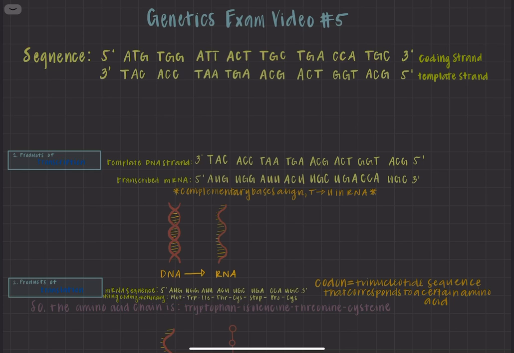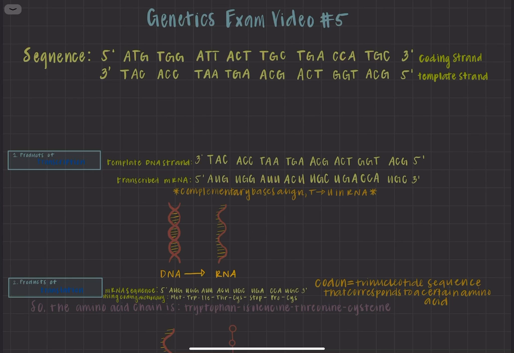The coding strand should possess the same sequence as the mRNA transcript, although the thymine bases will be replaced by uracil in the mRNA transcript. This is the top strand in the DNA sequence shown on the screen. So the products of transcription will be an mRNA strand complementary to the template DNA strand. This is shown on the screen.